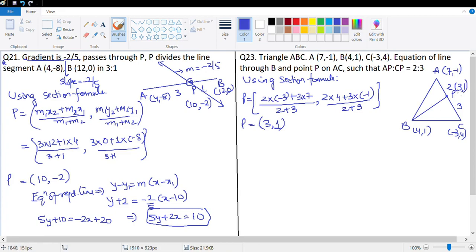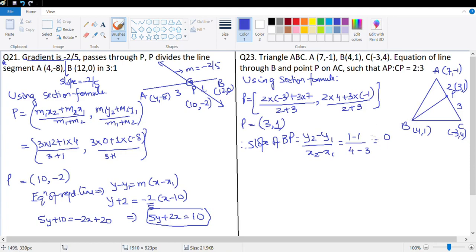Now that we know the coordinates of P and we know the coordinates of B, all we need to do is figure out the slope and then put it in the equation y minus y1. So the slope of BP will be given by the formula y2 minus y1 upon x2 minus x1, which means y2 is 1, y1 is 1 again, x2 is 4, x1 is 3. That's 0. So the slope of BP is 0, which means this line is parallel to the x-axis.